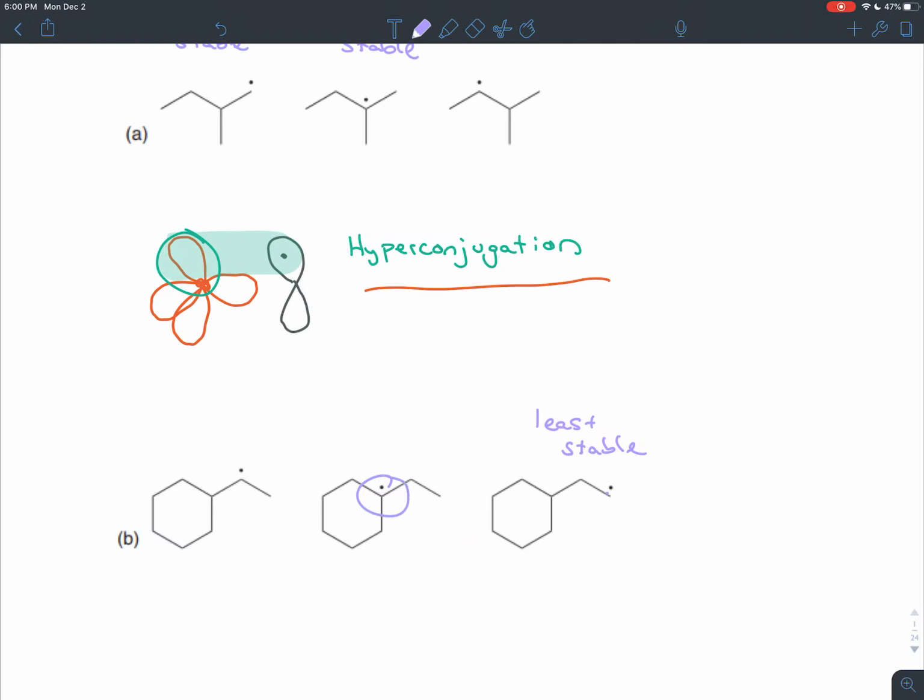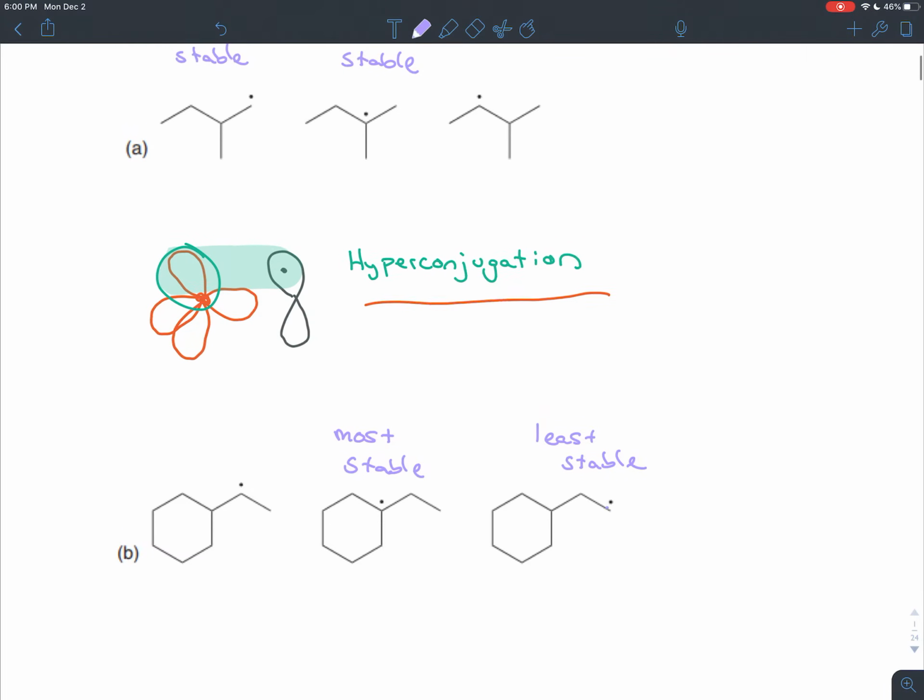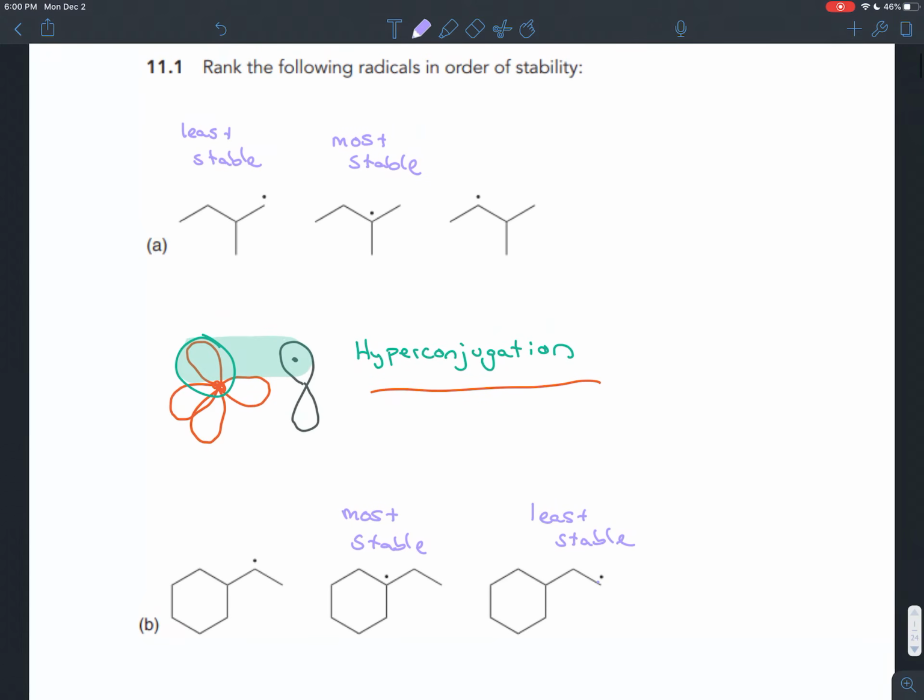It's definitely more stable than this primary radical. But this tertiary one in the middle, the carbon that has the unpaired electron on it, the radical on it, is bonded to 1, 2, 3 other carbons. That tertiary radical is the most stable of these three because it has the most hyperconjugation that allows that charge to leak out and spread out into the most space. So the big takeaway here is the more substituted a radical is, the more stable it is.